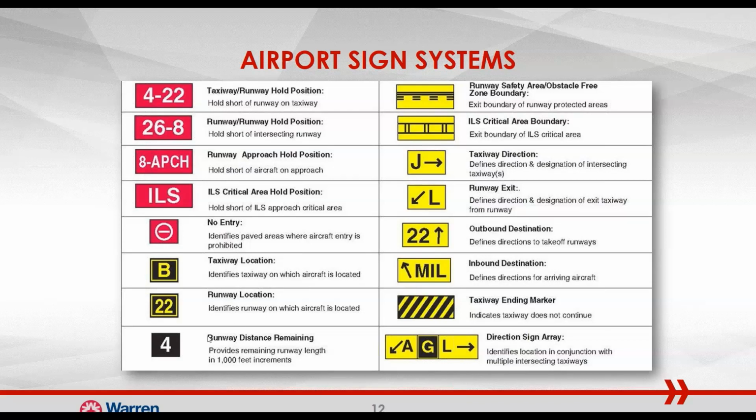Throughout the runway, you will find these distance markers, and it provides the remaining runway length in 1,000-foot increments. That'll be very important for takeoff to know how much runway is left. In addition, if you have a yellow sign with black lettering, these would be runway safety area, obstacle-free zone, an ILS critical area boundary, directional signs, a runway exit sign, outbound destination, inbound destination, taxiway ending marker, and a directional sign. So largely directional signs if they're yellow with black lettering.